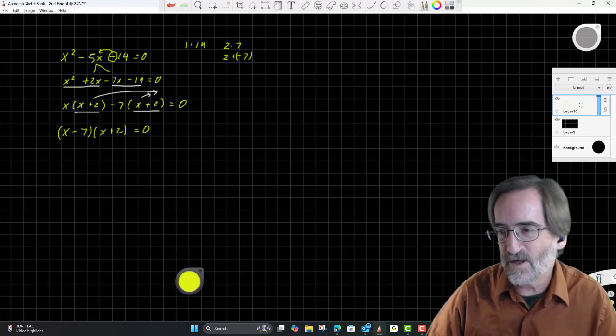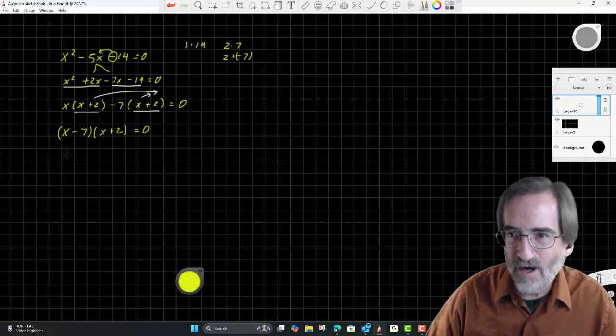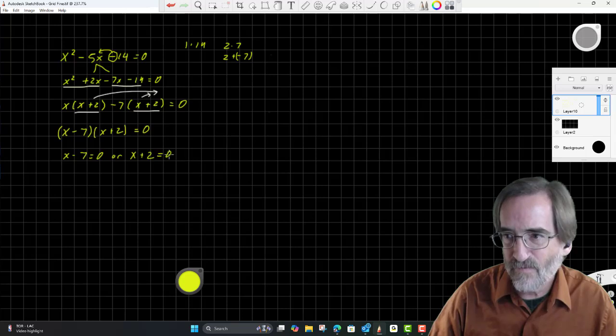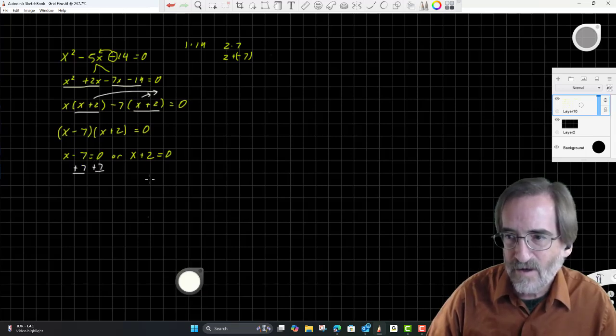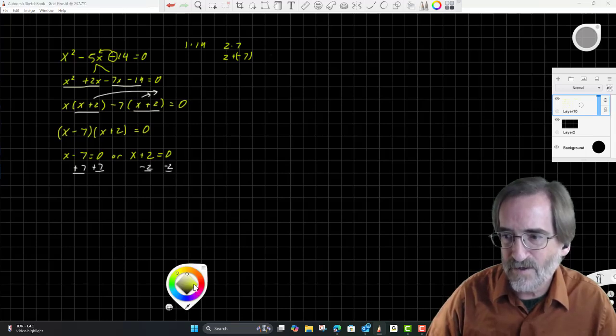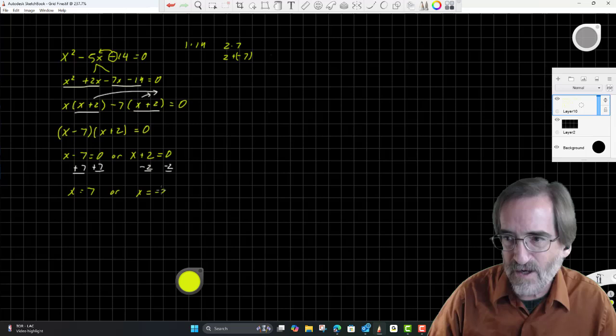5x minus 14. Now we solve by using the zero product property. Either x minus 7 equals 0 or x plus 2 equals 0. And then I solve by adding 7 to both sides and subtracting 2 to both sides. Let's do both at once here. So x equals 7 or x equals negative 2.